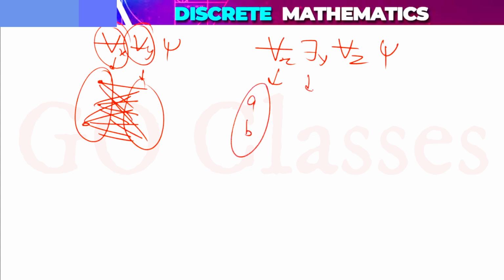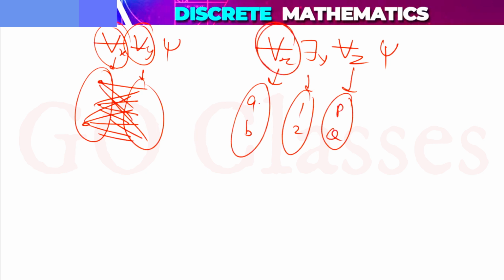Now you can also see if you have three quantifiers. Let's assume you have for all x there exists y for all z. Now you can draw the diagram here also. For example, let's assume this is a comma b, this is 1 comma 2, and this is p comma q. Then basically this says that for everyone there is someone.